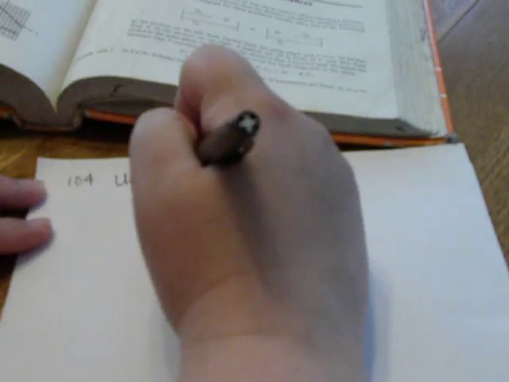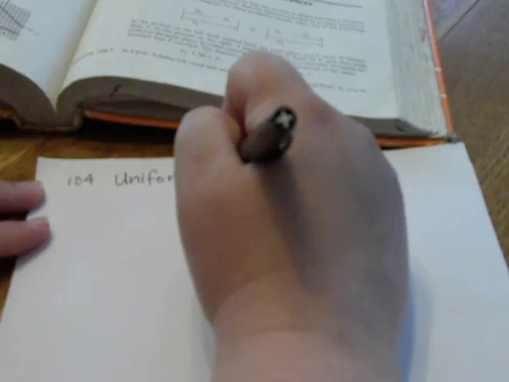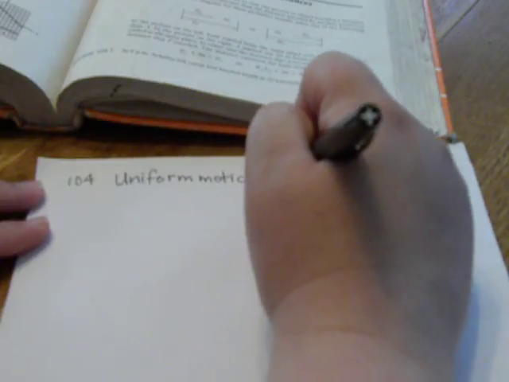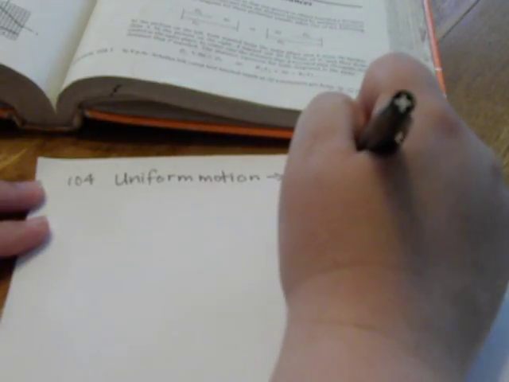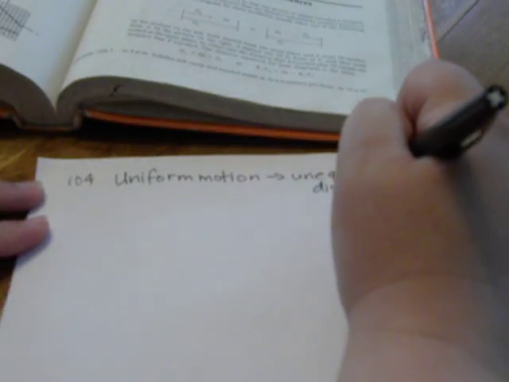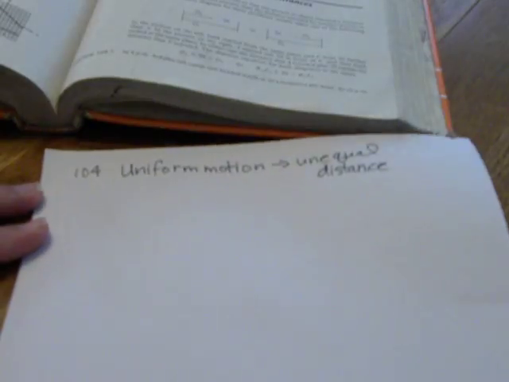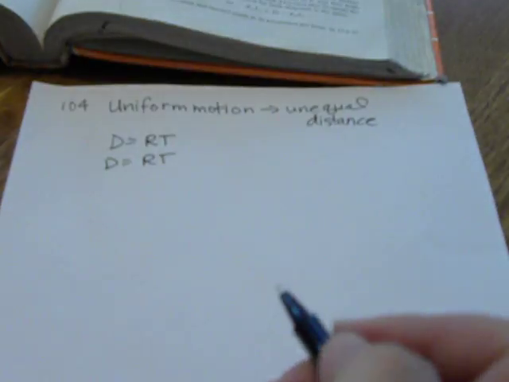Okay, so this is lesson 104, uniform motion. It's more of these motion problems that you guys love. So uniform motion and unequal distances. As always, what you need to do is start out with your equations: distance equals rate times time, distance equals rate times time, and then figure out what your two variables are.